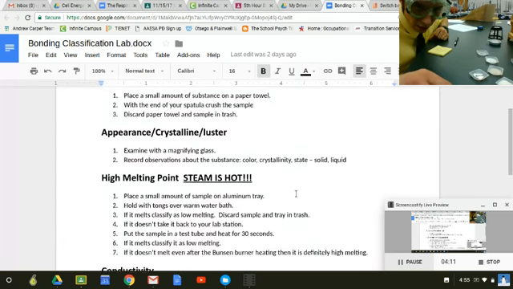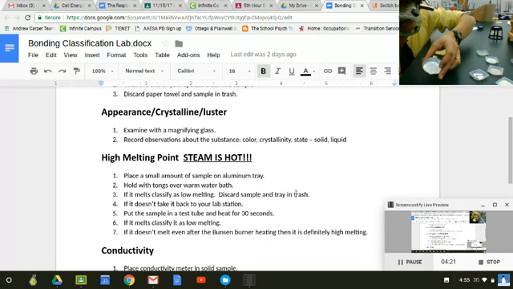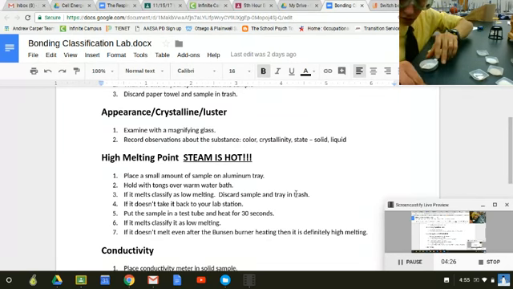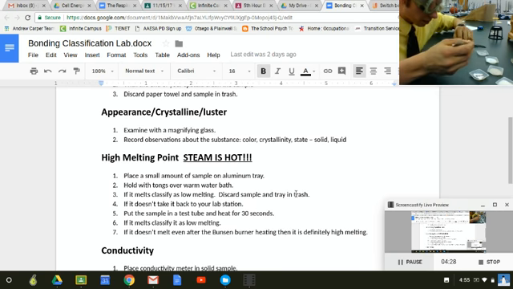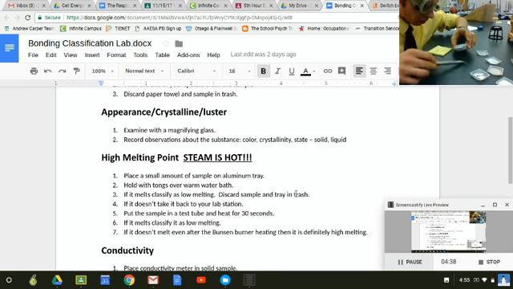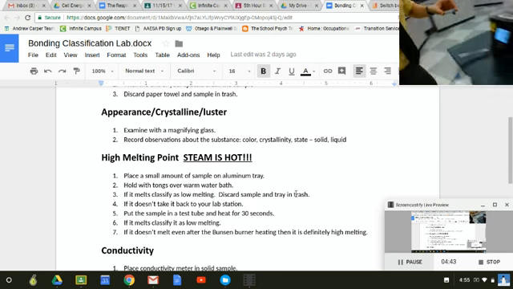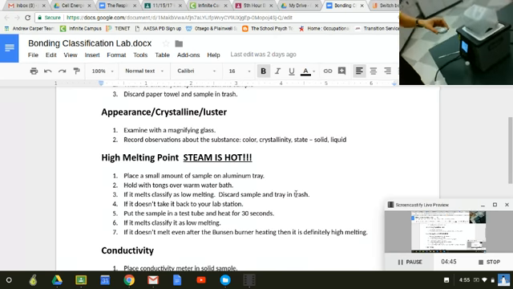The third test is the high melting point. This one is probably the one we have to be most careful about with safety. Over at the water bath station, there are these metal trays. And you are going to get a metal tray for your substance, and you are going to put a little bit of that substance in your metal tray. You are then going to take your substance over to the hot water bath.